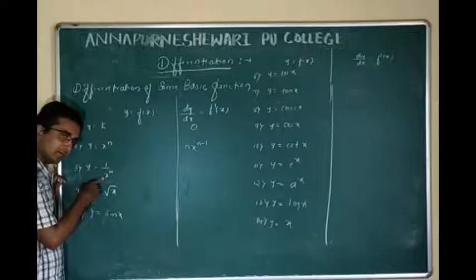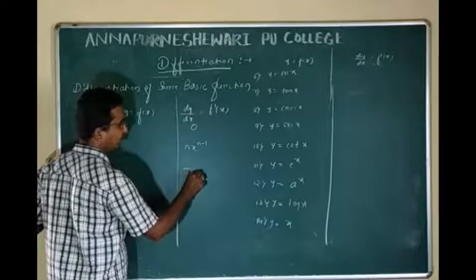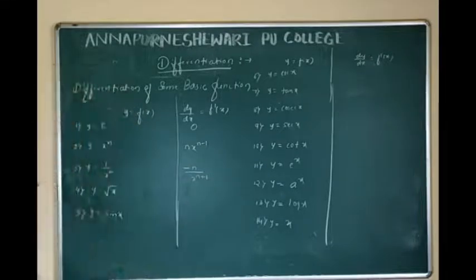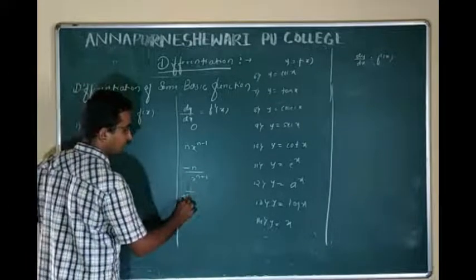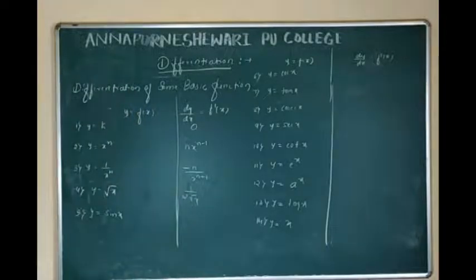So this is in the denominator, this is in the what? Numerator. So the denominator is minus n divided by x raised to n plus 1. Then what is the differentiation of root x? It is 1 divided by 2 root of x. So how do we get this, root x as 1 divided by 2 root of x?